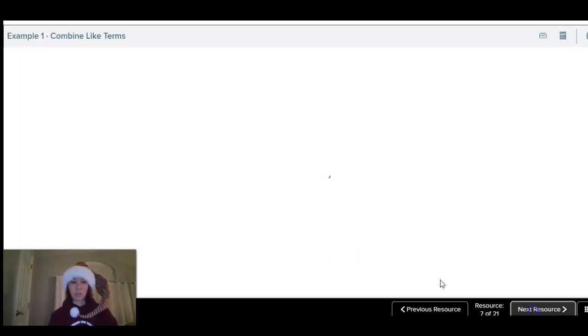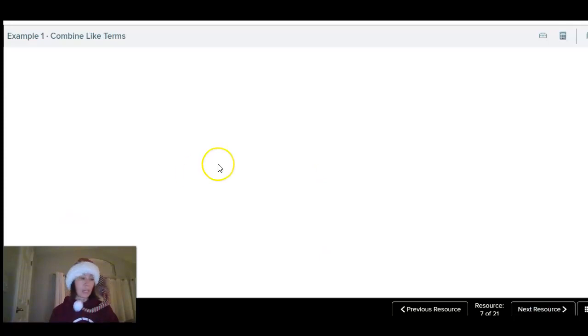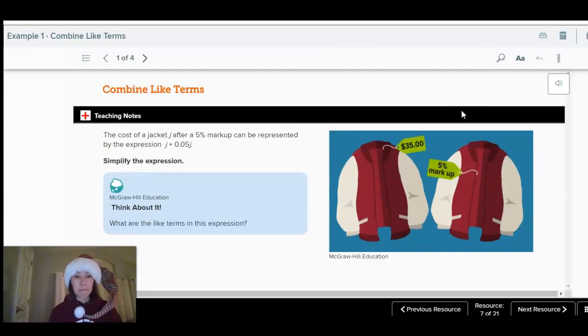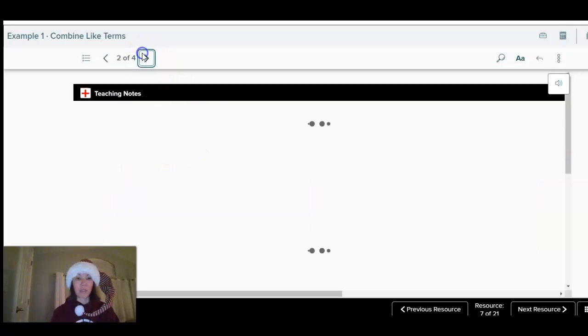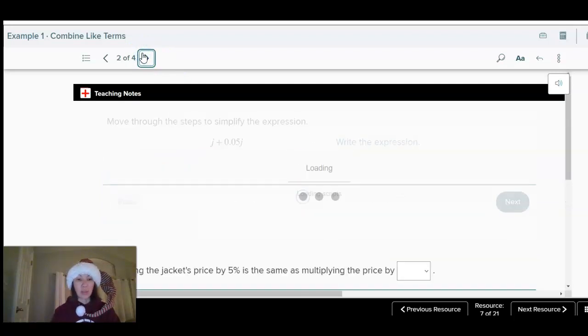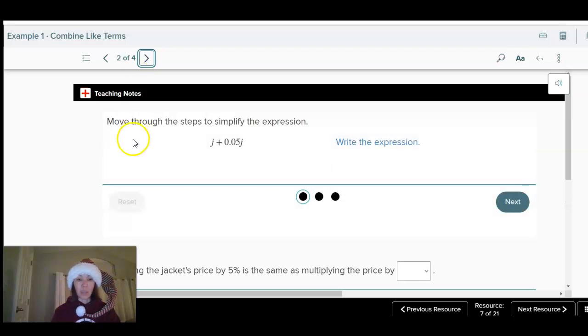Okay, so we're going to look at a few different examples of combining like terms. And you don't have to write as many steps as they showed in the video, so we'll look at this. So first of all, the cost of a jacket J after a 5% markup can be represented by the expression J plus 0.05J. So we want to combine like terms and simplify this.